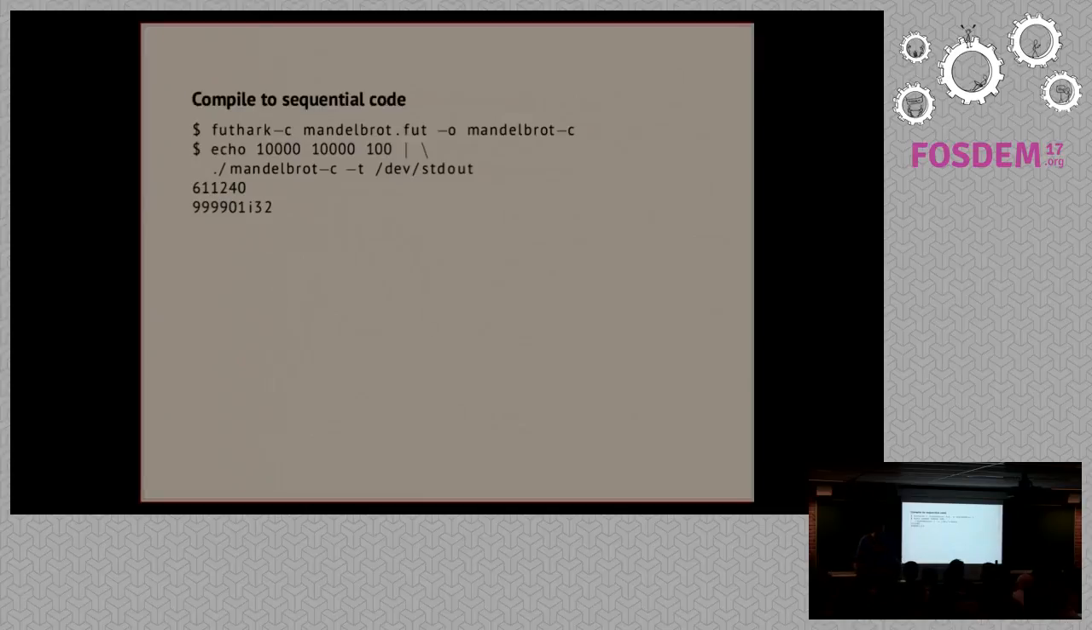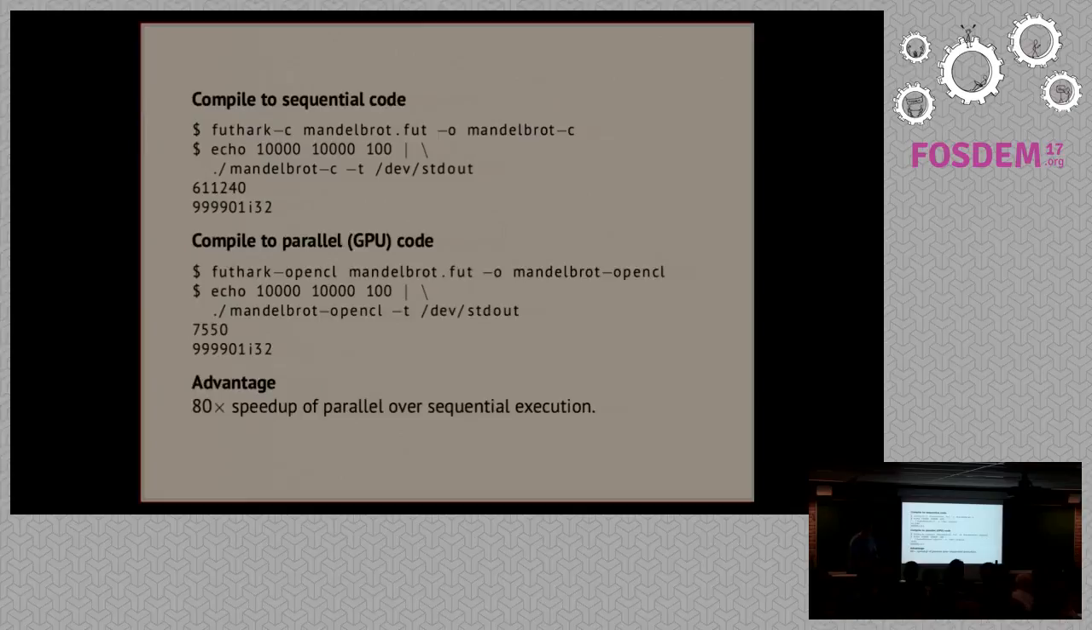This is using the Futhark C compiler, which generates sequential C code that is then compiled with GCC. We also have the Futhark OpenCL compiler, which generates GPU code. And it runs in just 7.5 milliseconds, so 80 times faster, without any changes to the program itself. The program itself doesn't really talk about GPUs at all. It just uses these parallel operators, map in this case, and it just magically runs faster when compiled with the OpenCL compiler.